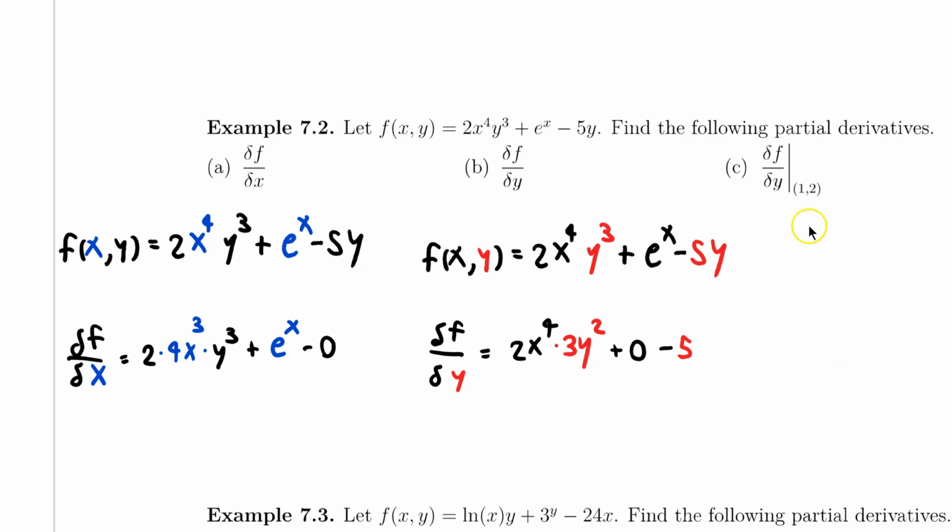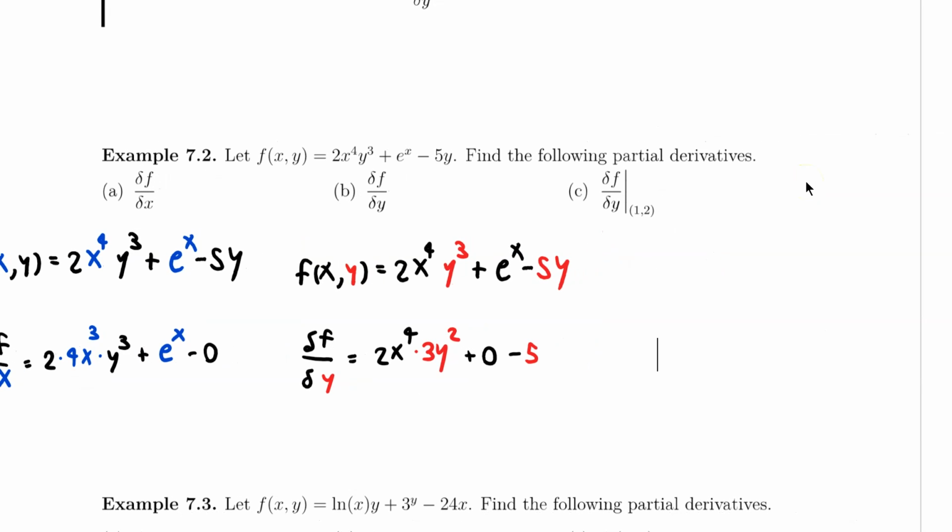Now for the last one, df by dy and the vertical bar 1, 2. So this vertical bar has the same meaning. It basically just means when. So this last part asks us for the partial derivative of f with respect to y when my x is 1 and my y is 2. So what I'm going to have to do here is just look at the df by dy, which is this thing, and I only have to plug in x equal to 1 and y equal to 2.